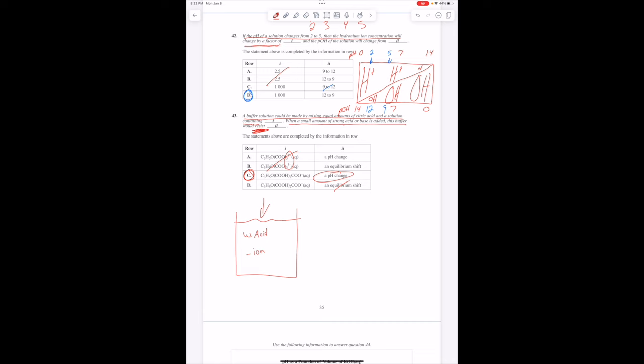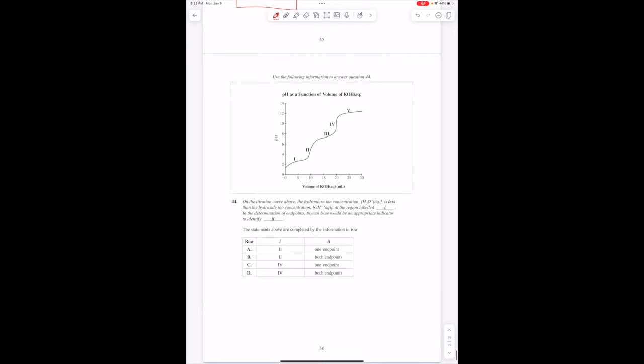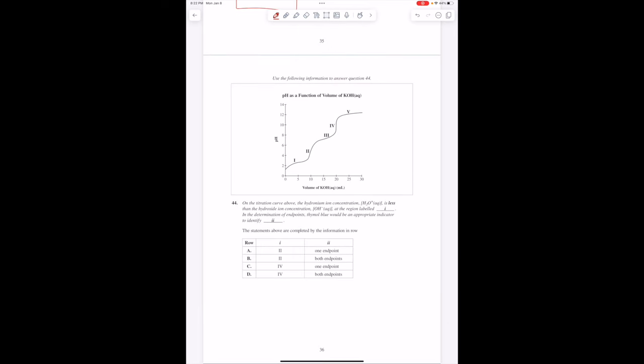And the final question of the day. If they make me do a stoic here, I'm going to die. Okay. On the titration curve above, the hydronium ion concentration is less than the hydroxide ion concentration at the region labeled. Okay. In the determination of endpoints, thymol blue would be an appropriate indicator to identify. Okay.